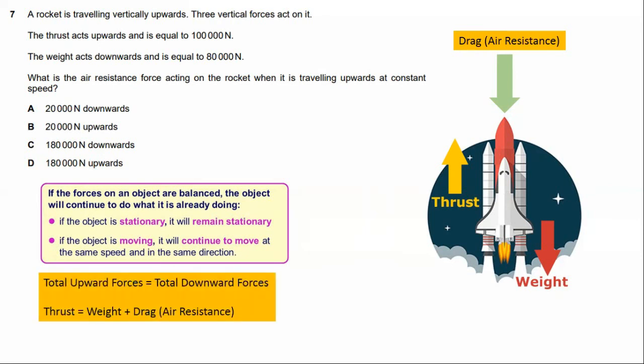Therefore, total upward forces should be equal to total downward forces. So we have the upward force thrust, and the downward forces are weight and drag. So thrust should be equal to weight plus drag. Now let's substitute the values into this equation and calculate the air resistance. When we calculate the air resistance, we get 20,000 newtons. So the correct answer is answer A.